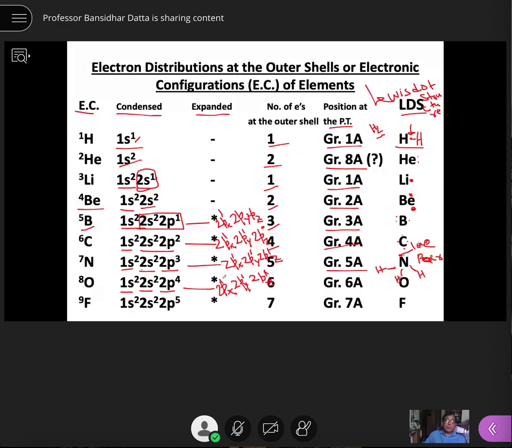So 2px will have 2 electrons, and 2py and 2pz have 1 each. It has 6 electrons in the outer shell. Its position in the periodic table is group 6A. And I'll be writing the oxygen.